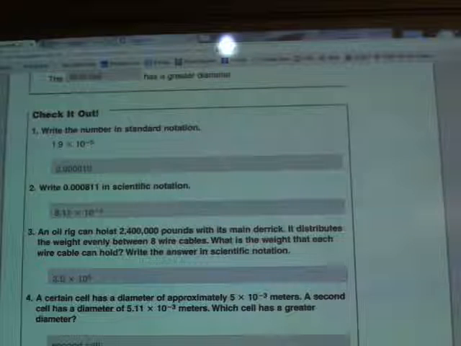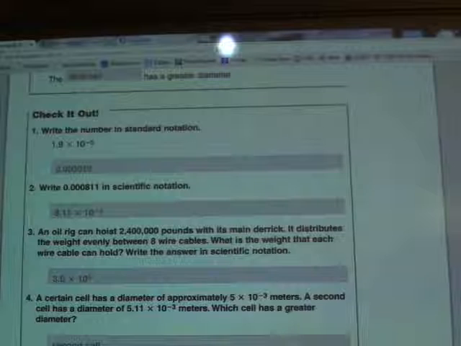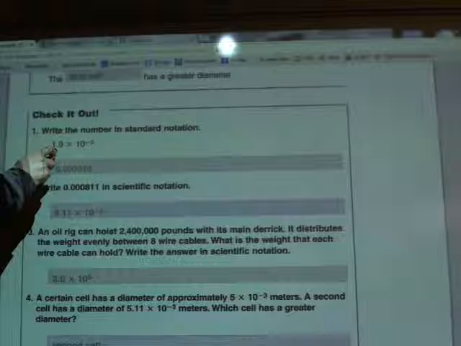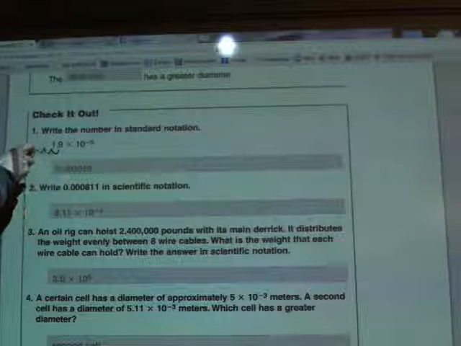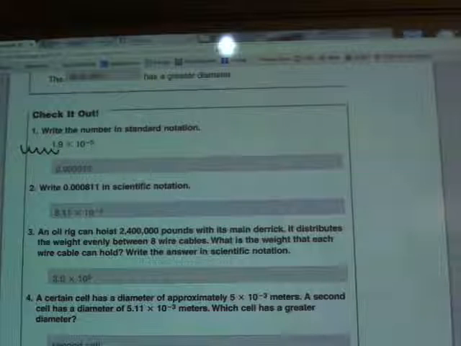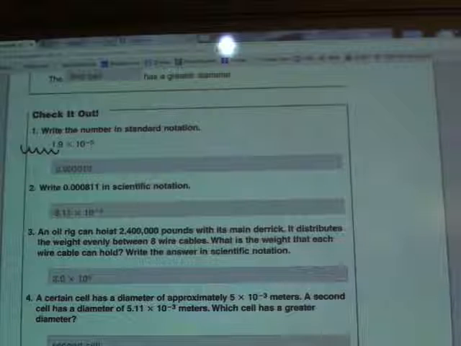All right, so number 1, writing the number in standard notation: 1.9 times 10 to the negative 5th. Again, when that is a negative exponent, that means we're going to kick that decimal to the left to generate that in standard notation. Since the exponent here is negative 5, that means I'm going to move that 5 times. And again, all those empty jumps are going to fill in with zeros. So we end up with 0.000019.